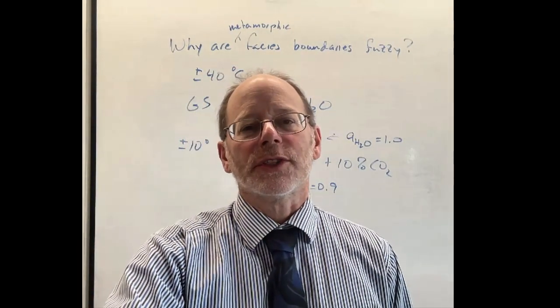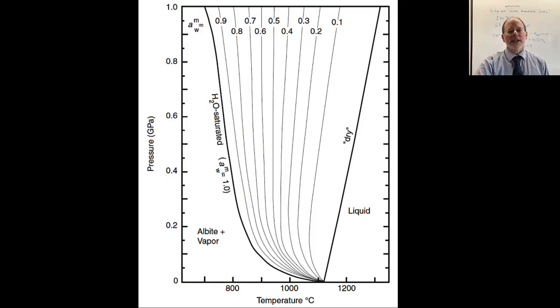We can look at other sorts of reactions. Here, for example, is a melting reaction, and this is the temperature where the activity of water is equal to 1. Here it is 0.9, 0.8, 0.7, and so on. We go up here, at 8 kilobars, 0.8 GPa, and we look at that, and that's a variation of maybe 30 degrees.